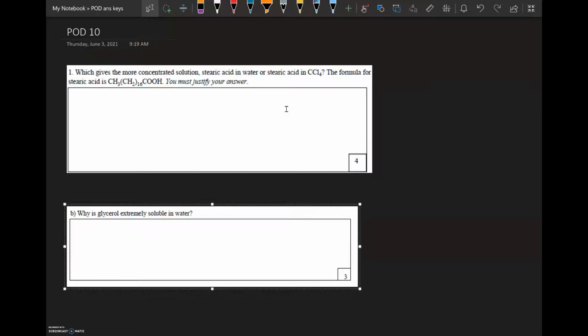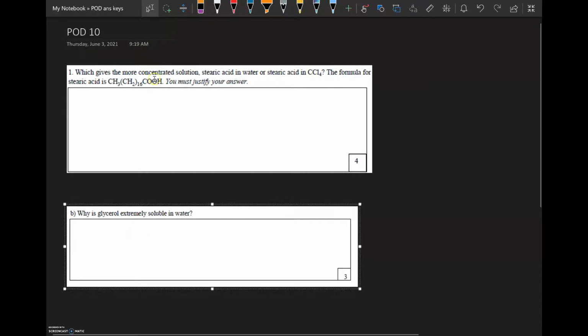Now, in this particular problem, what we're looking at is trying to figure out which is going to give a more concentrated solution, being that you dissolve stearic acid in water and carbon tetrachloride. So the formula is given to you here, and what we see from the formula is that you have 1 carbon and then 16 more carbon hydrogens added into the chain. So this is a very large compound in itself, and it's composed of mostly carbon hydrogen. Now that in itself creates a nonpolar substance.